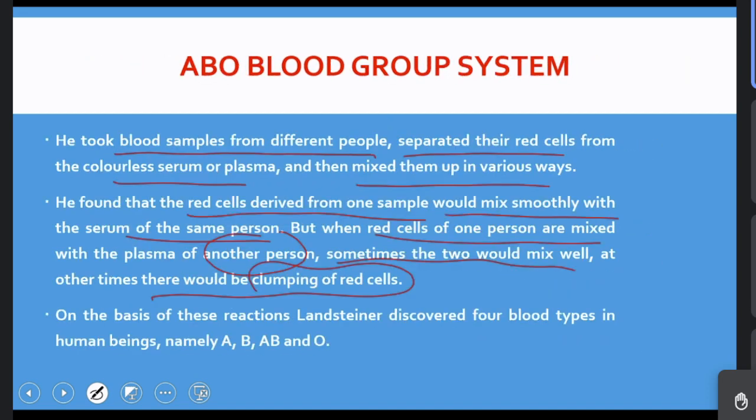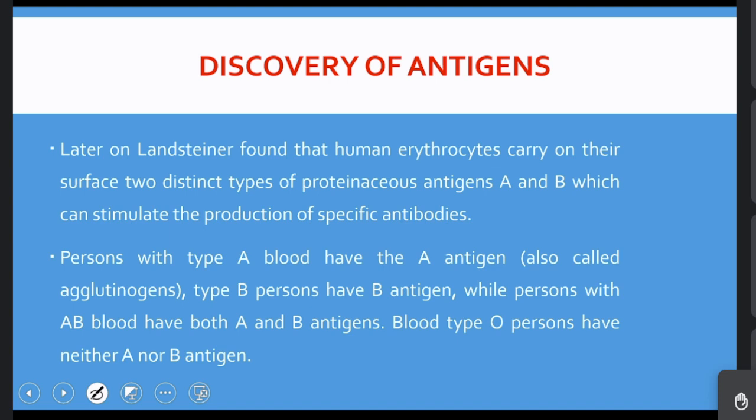Then for AB, which type of antibodies are present, sir? Because I have both A and B antigens, the anti-A and anti-B lymphocytes are destroyed in the embryonic development itself, so that I will not have antibodies in my blood.